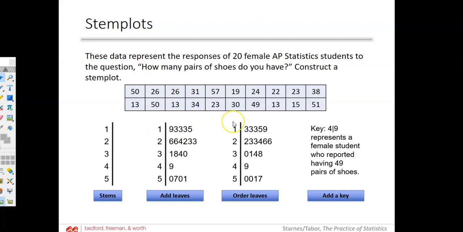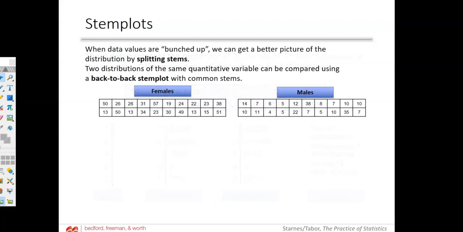Now what's interesting, we talk about shapes. If you turn this on its side, with the leaves in order, you can see it would be skewed to the right, I should say. You can see it's skewing towards the larger numbers there. That would be a skewed right graph.